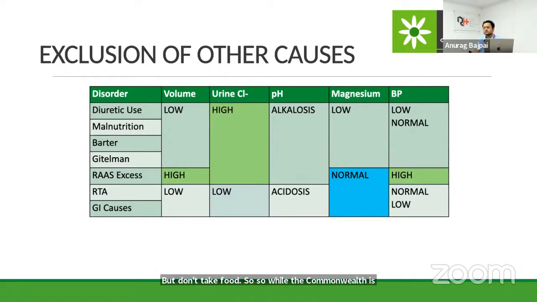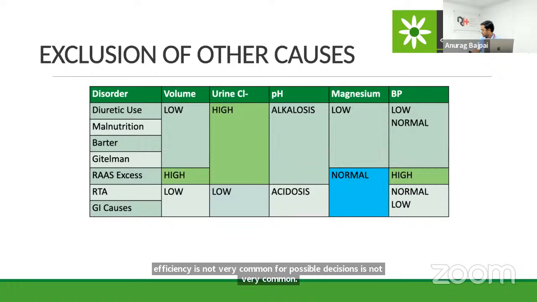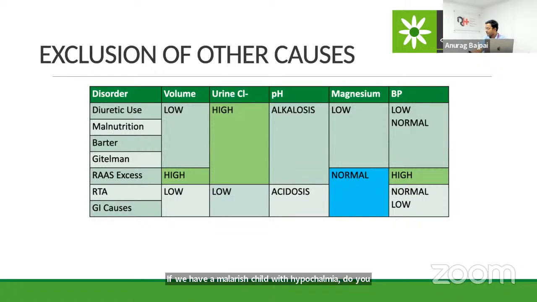In a great majority of malnutrition, magnesium deficiency is very common. Potassium deficiency is not very common. Phosphorus deficiency is not very common. If you have a malnourished child with hypokalemia, you think he will also have hypomagnesemia. The primary driver will be magnesium. So magnesium is actually an orphan sort of a compound.